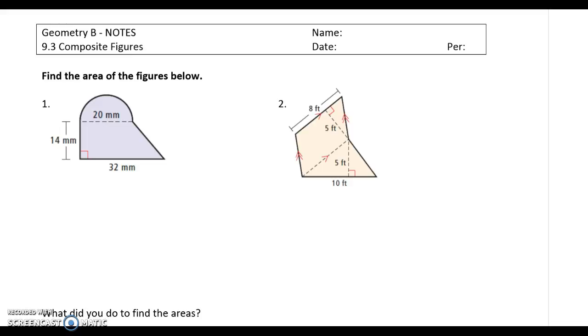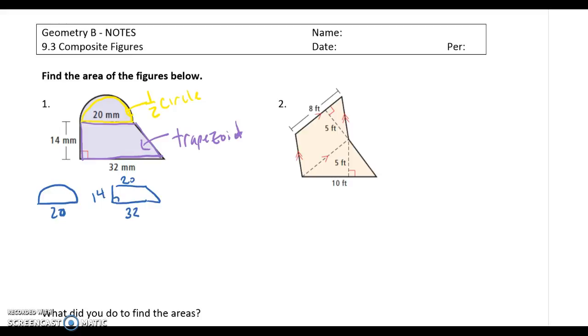So for example, if I look at number 1, I'm going to see, well, this shape doesn't look normal, as in like a square, a rectangle, rhombus, kite, or something I know how to solve for. But I can see it's made up of this little half circle, and then on the bottom, this trapezoid. And I know how to find the area of those two separate pieces, and all I have to do is find those areas and put them together.